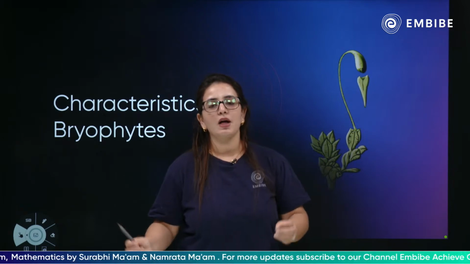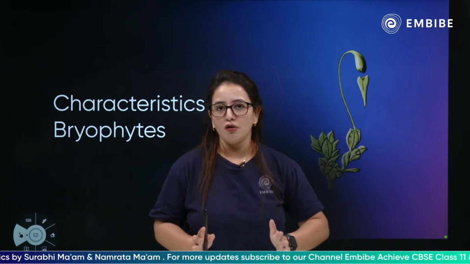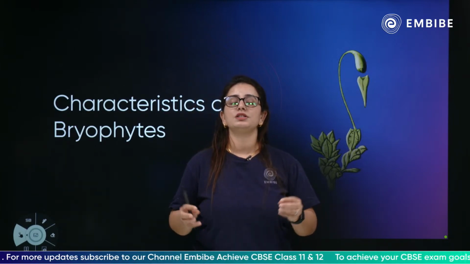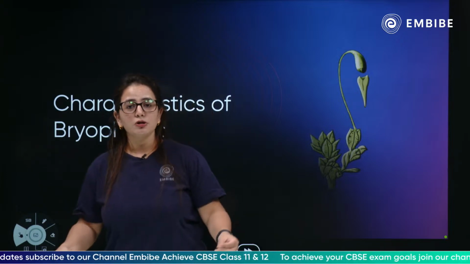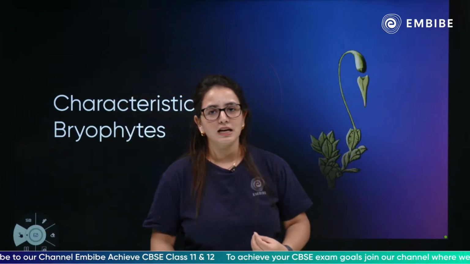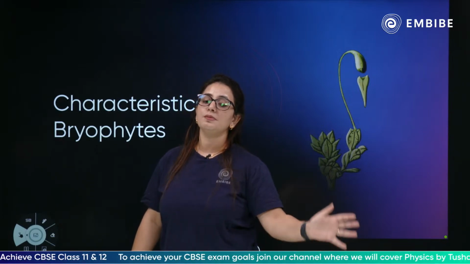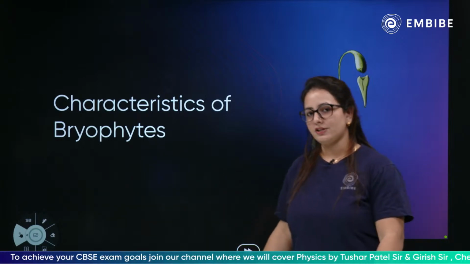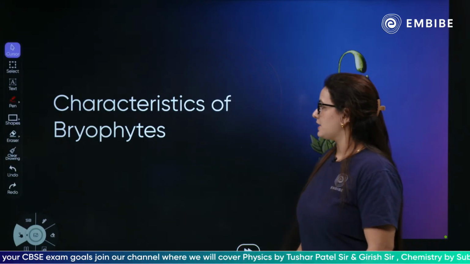Just like we have already completed the 2 chapters of biology, one is the living world, the other is biological classification, we are moving towards the completion of the plant kingdom also. But before that we have to discuss the bryophytes, the pteridophytes, and yet we have to discuss gymnosperms and angiosperms. Let's see what we have to discuss in today's session. Yes, the characteristics of the bryophytes.